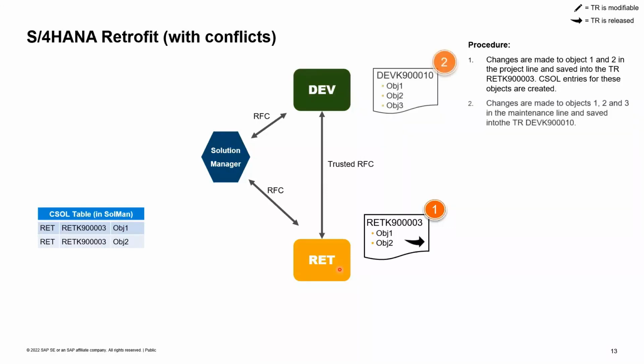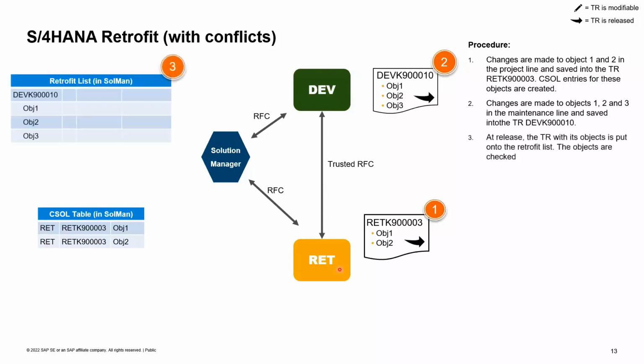The next part is that we said, okay, now you also touch similar objects, objects 1, 2, and 3. So this means we have an overlap from 1 and 2, and we also do the changes in the maintenance line. And we store and save that on a different transport request. So now, what does it mean? At this point in time, when you release the transport request, the objects will be put on the so-called retrofit list. And now the check procedure will be initiated, because now we check as a first step against the cross-system object log table. So at this point in time, we identify object 1 and object 2.